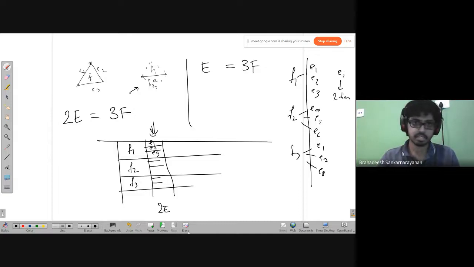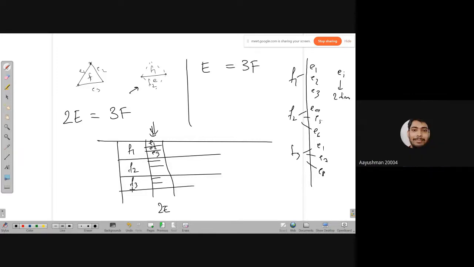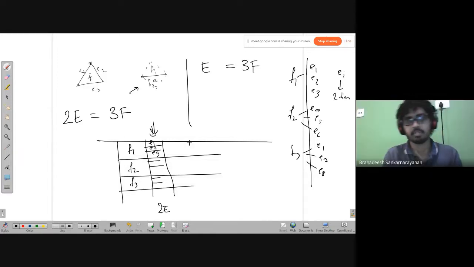Every edge is on the boundary of some face. So the total count of this column is 2e. Total count of this column is f. Yeah, you got it. Good. If it's not clear for anyone else, again, feel free to stop me and ensure that I say it properly.